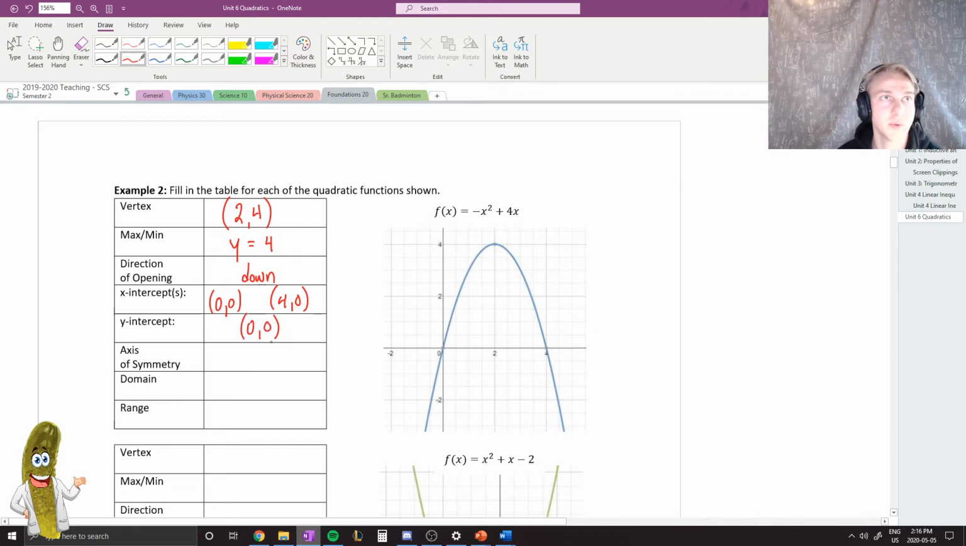Axis of symmetry, we are back up to Boston. X equals 2, lovely. And so because it's x is equal to something, that means that we will have a vertical line just like that. Perfect. Domain, Ethan.